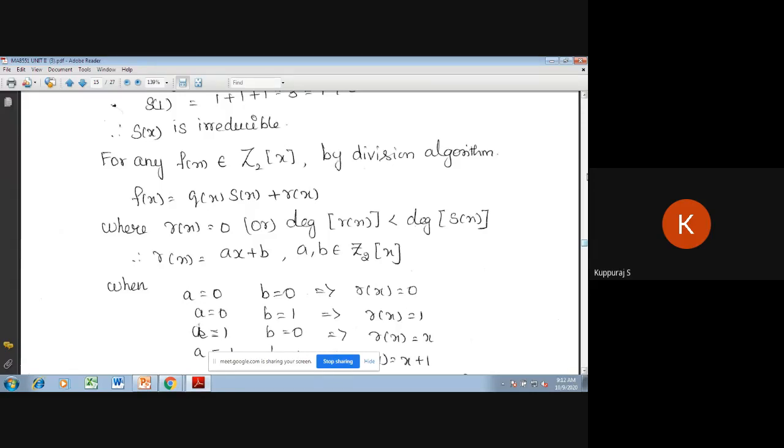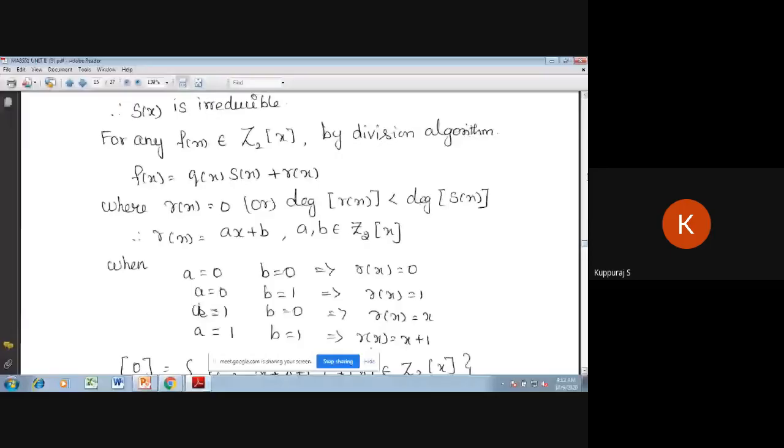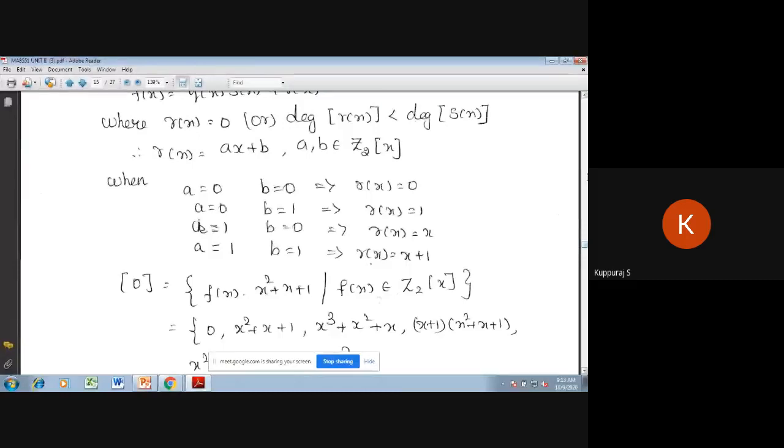We know a and b take the values either 0 or 1. In the first case, if a equals 0 and b equals 0, then r of x is equal to 0. The second case, if a is equal to 0 and b is equal to 1, r of x is 1. If a is equal to 1 and b is equal to 0, you get r of x is equal to x. If a is equal to 1 and b is equal to 1, then r of x is equal to 1 into x plus 1, that is x plus 1. So r of x may be 0 or 1 or x plus 1 over Z2 of x.